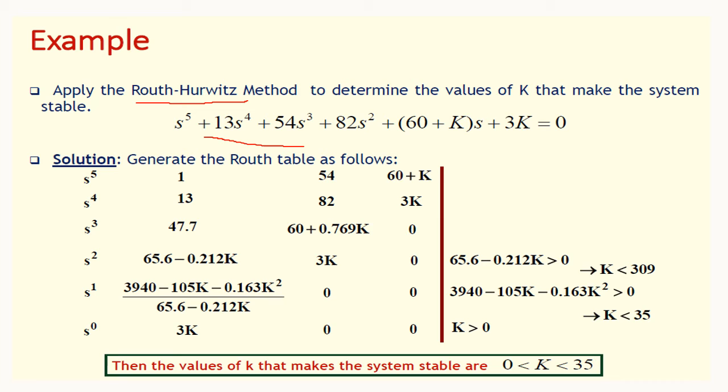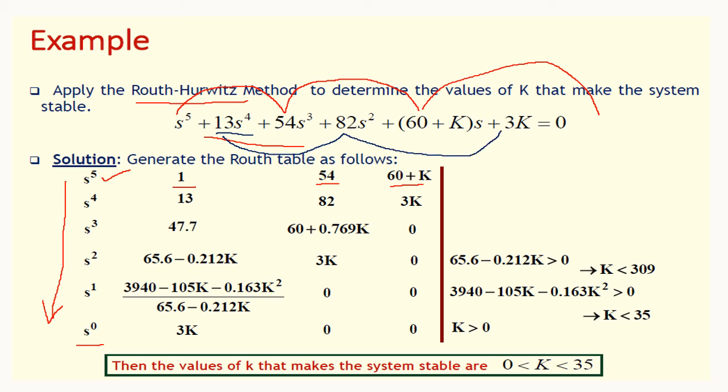So first we will write all the powers starting from s to the power of 5 in a column, reaching s to the power of 0. Next we will write the first coefficient of s to the power of 5. Next we have 54. Next it is 60 plus k. Next the value is 0. So it is 1, 54, 60 plus k. In the next row, we consider 13, 82 and 3. After that, the value is 0. So it is 13, 82, 3k.